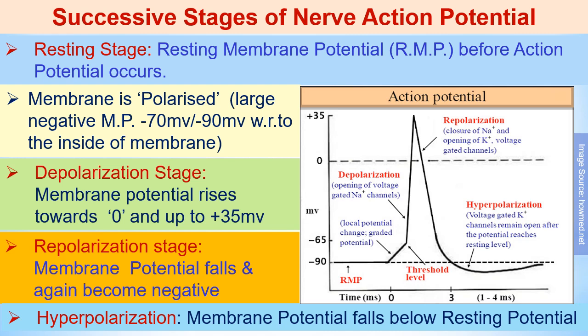And when the membrane potential reaches plus 35, the voltage gated potassium ion channels open, and then the membrane potential comes down from plus 35 towards the resting membrane potential of minus 90 millivolt. At the final stage, when the membrane potential reaches minus 90, the repolarization process still continues because potassium ion efflux from the cell to the outside continues for some time, and that leads to the hyperpolarization. We will discuss in detail the depolarization and repolarization in the later slides.